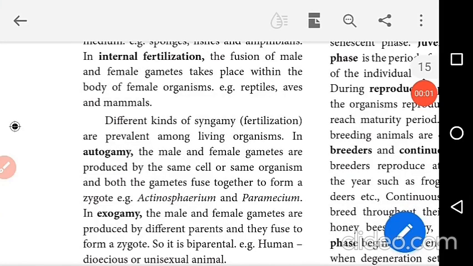Next, go to the different kinds of syngamy. Syngamy means fertilization. The first, prevalent among living organisms, is autogamy. The male and female gametes are produced by the same cell or the same organism, and both gametes fuse together to form the zygote. That is called autogamy.